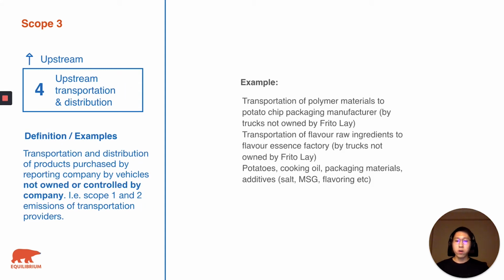Category 4 accounts for emissions produced during upstream transportation and distribution, which is defined as transportation and distribution of products purchased by the reporting company by vehicles not owned or controlled by the company, since transportation and distribution of products by vehicles owned by the company belong under Scope 1. Some examples include the delivery of raw materials by a supplier with the supplier's vehicles.